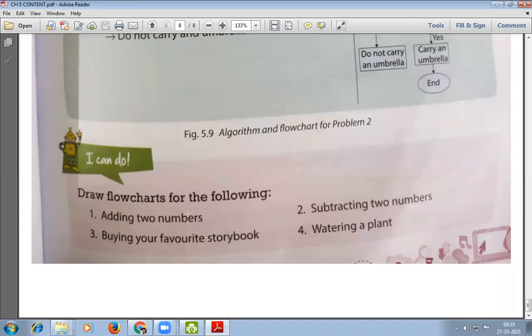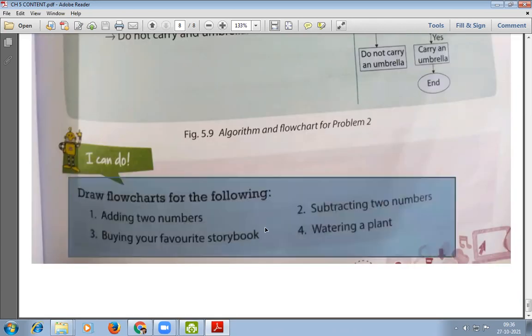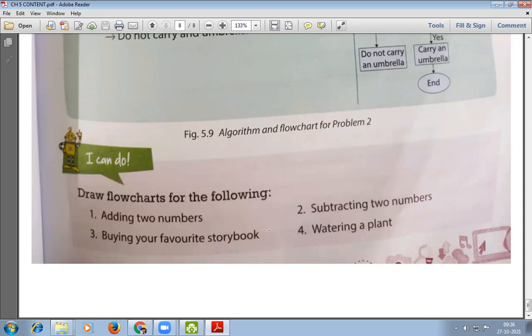I can draw flow charts for the following: adding two numbers, subtracting two numbers, buying your favorite story book, and watering a plant. We can prepare a flow chart along with the algorithm for these four problems. This is your task, students. Write it down. You have to finish the page number 63 I can do related questions. Before the next class, you should show it to me in the next class.